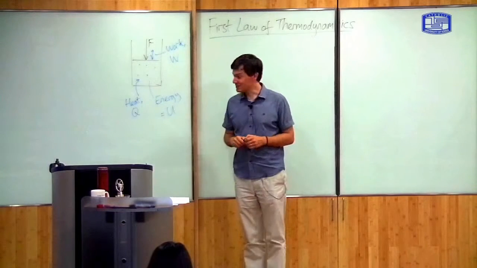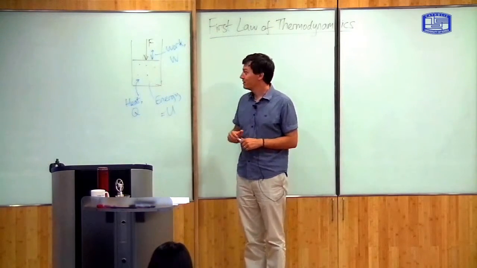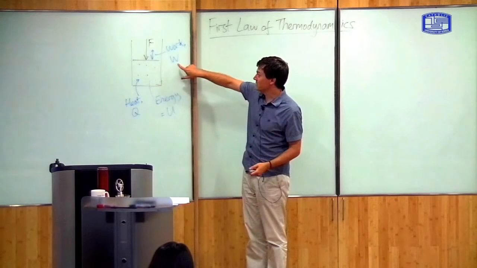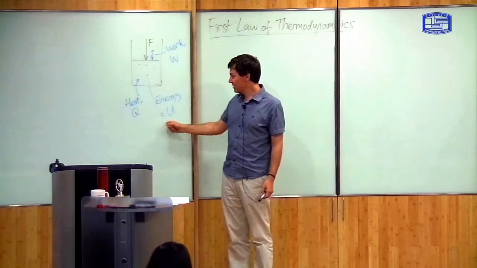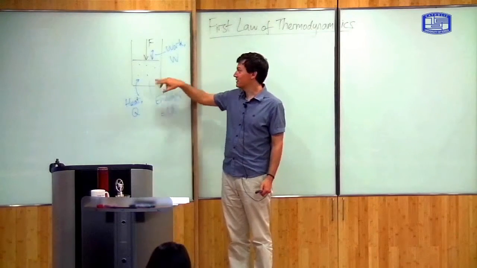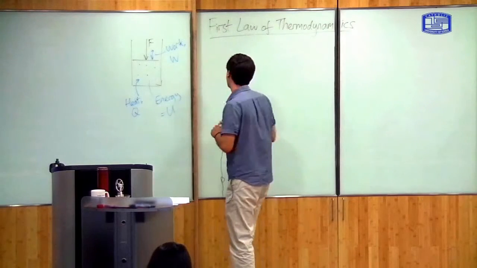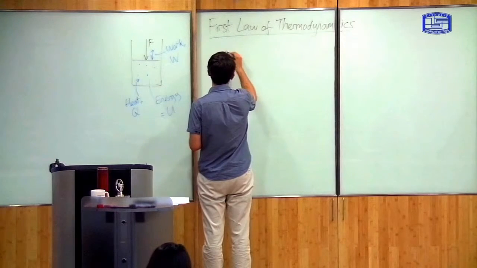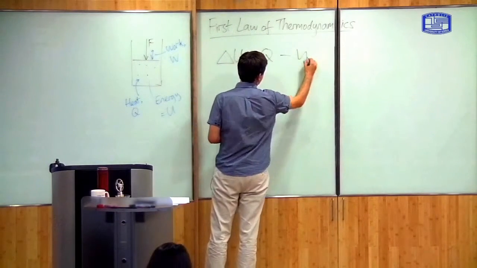Now, once we've defined this, the first law of thermodynamics says something very simple. If the energy is U, and the only way you can change the energy is either by doing work or by putting heat in, then the change in U must be equal to the amount of heat you put in minus the amount of work the gas does, just to conserve energy. So we can write this symbolically in the following way. Delta U is equal to Q minus W.